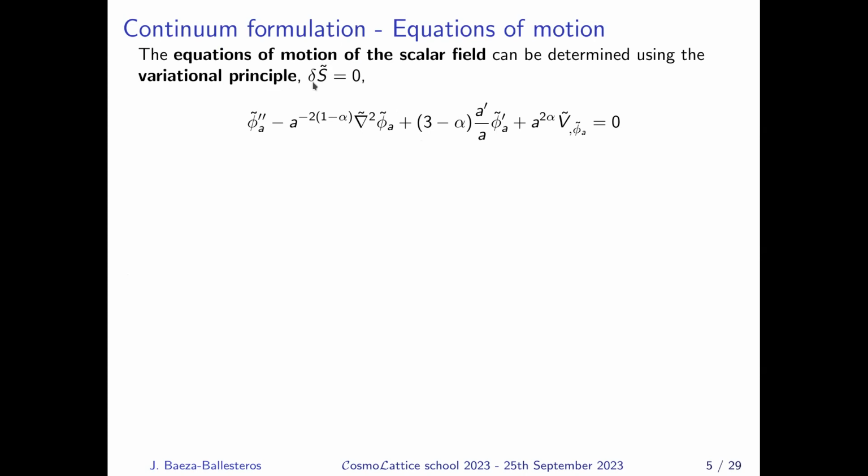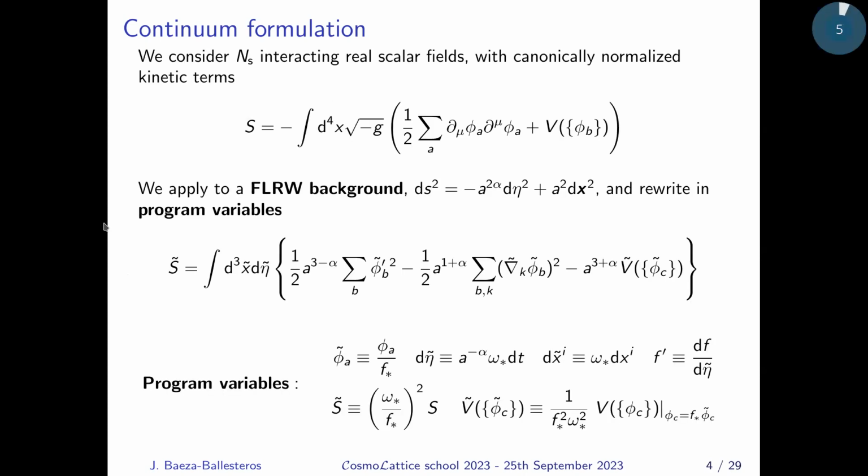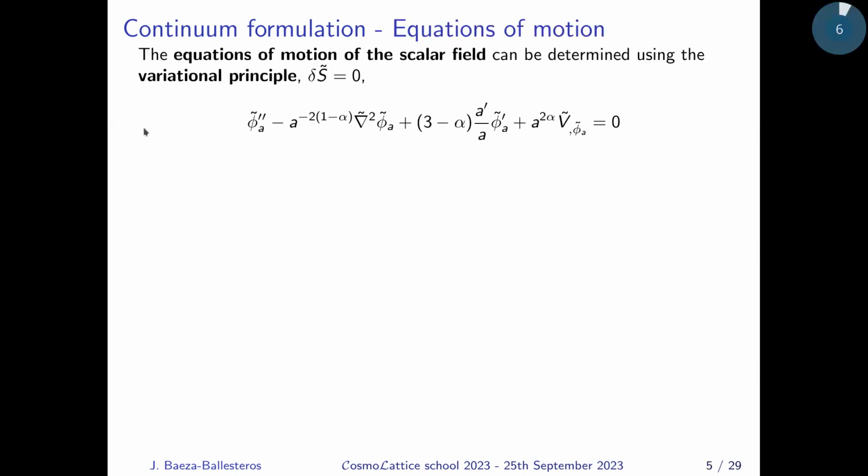This is an exercise that I suggest, if you have some time, you should try to do. This is to get our action in the Friedmann-Lemaitre-Robertson-Walker background, and to consider a variation of the action, and applying the variational principle, try to get to this equation of motion. The main thing you have to take into account is that the A parameter is also a function of time.